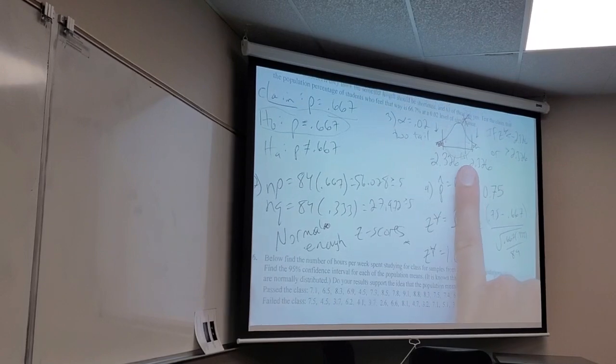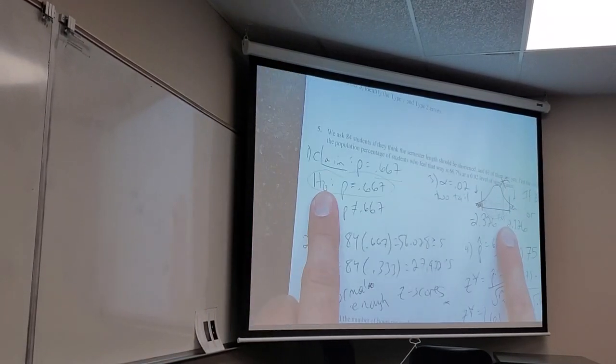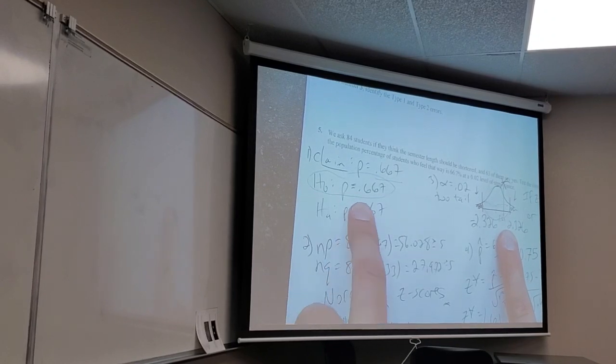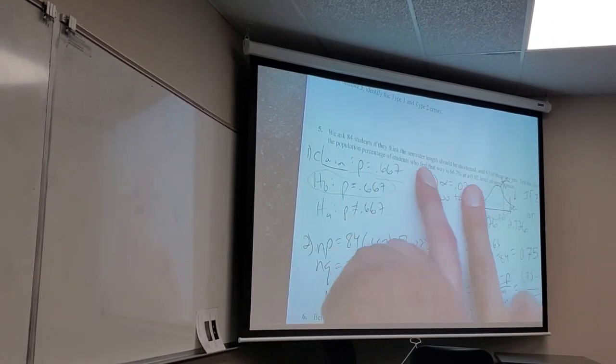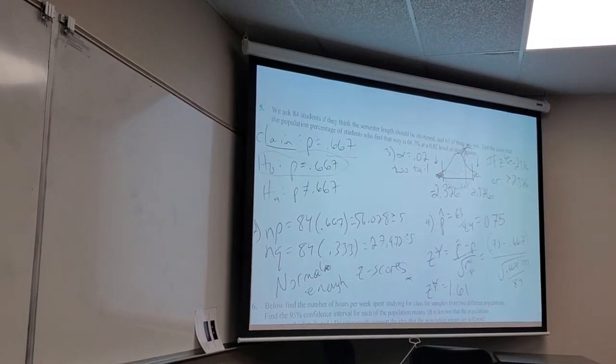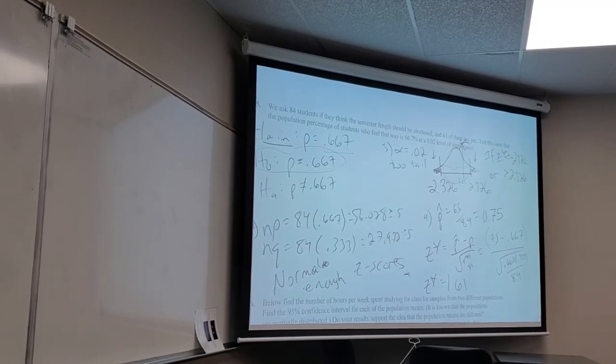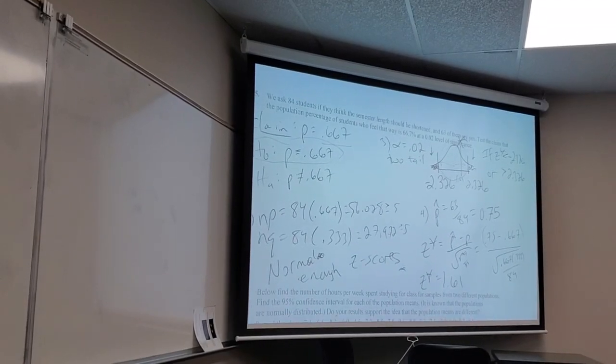And in the conclusion, we didn't make it, so we have not found sufficient evidence to reject, because our claim was the null, the claim that the percentage of students who feel the semester should be shortened is 66.7%. And again, I've got it on my answer key. I'm not going to write it down. I already wrote it down once.